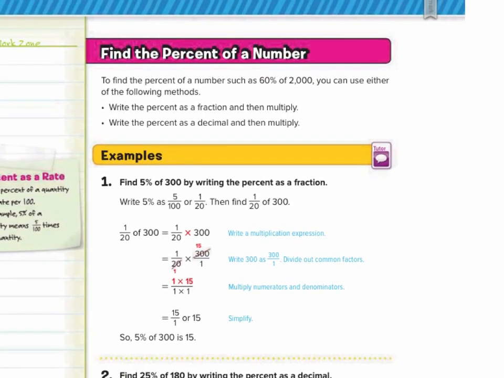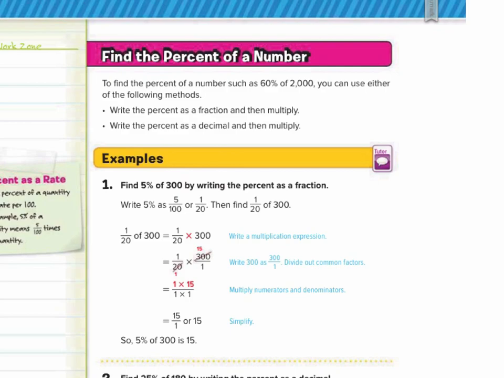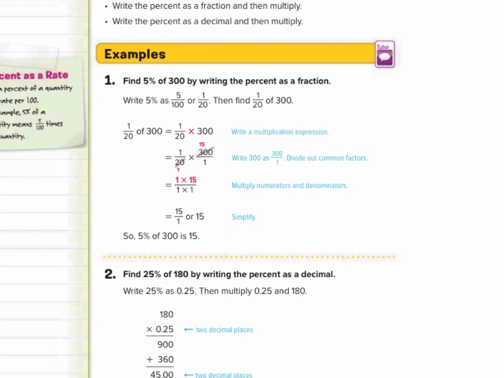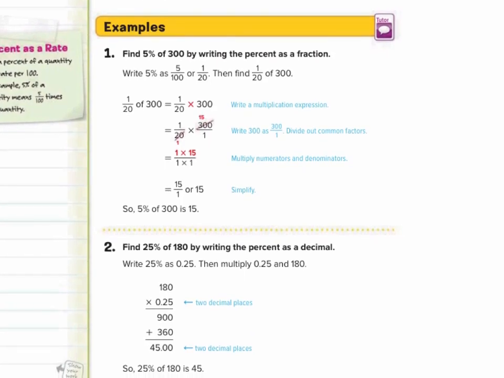So almost summarizing our real-world link, find the percent of a number. To find the percent of a number such as 60% of 2,000, you can use either of the following methods. Write the percent as a fraction and then multiply, or write the percent as a decimal and then multiply. And so in our guided examples, it shows both methods.